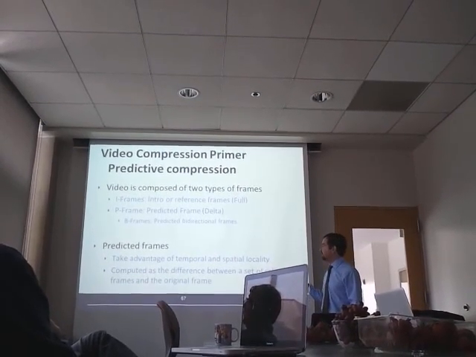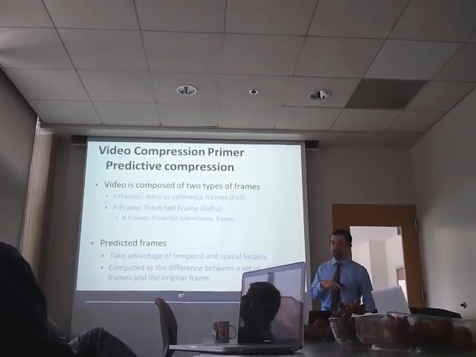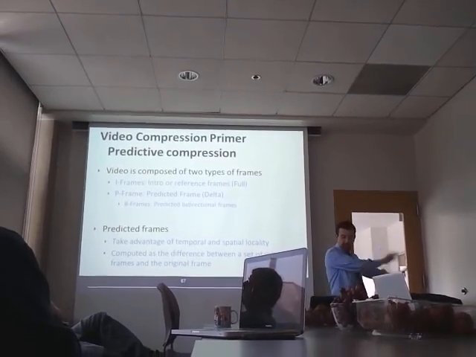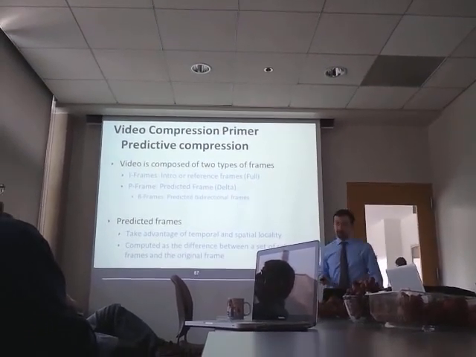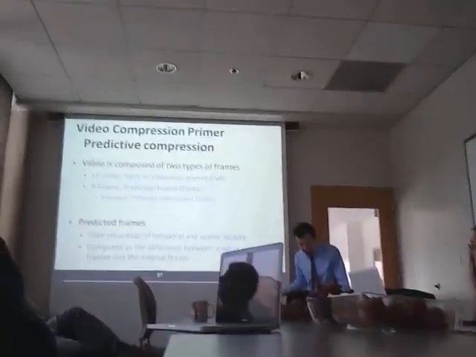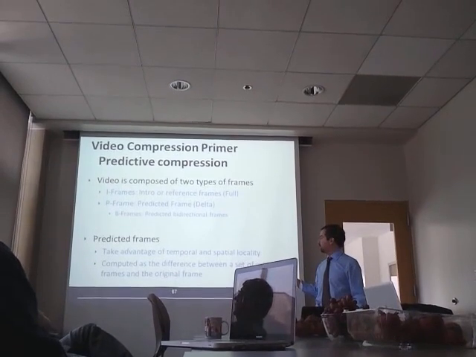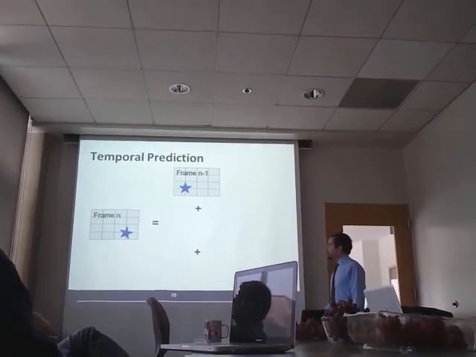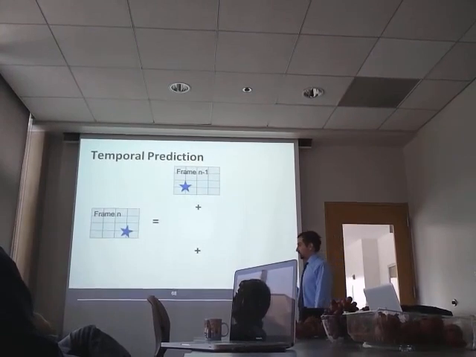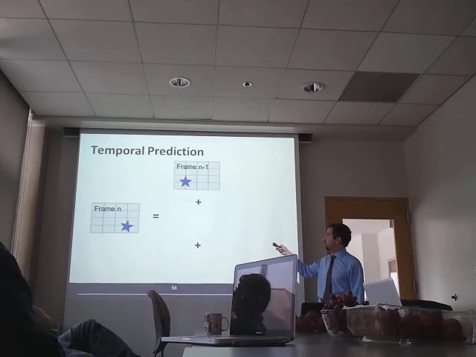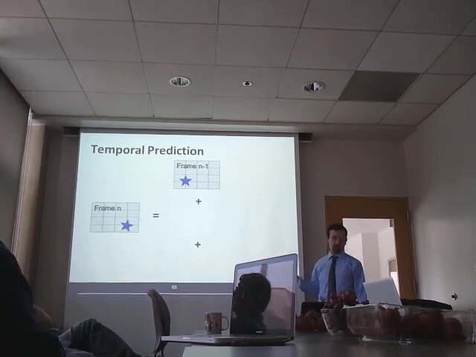They are frames that take an I-frame as reference. Instead of encoding the whole bitmap themselves, they just say what changed from the previous frame to now. These predicted frames take advantage of spatial locality, which is kind of like what JPEG does, and they take advantage of temporal locality, which I will show you just now. Temporal prediction works in the following way. Let's say that you have two frames. You have this frame that you already encoded, and you have this frame that you want to encode.